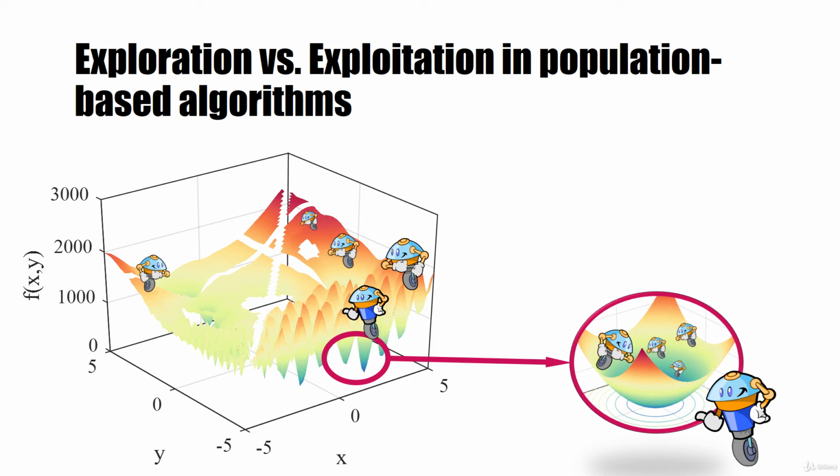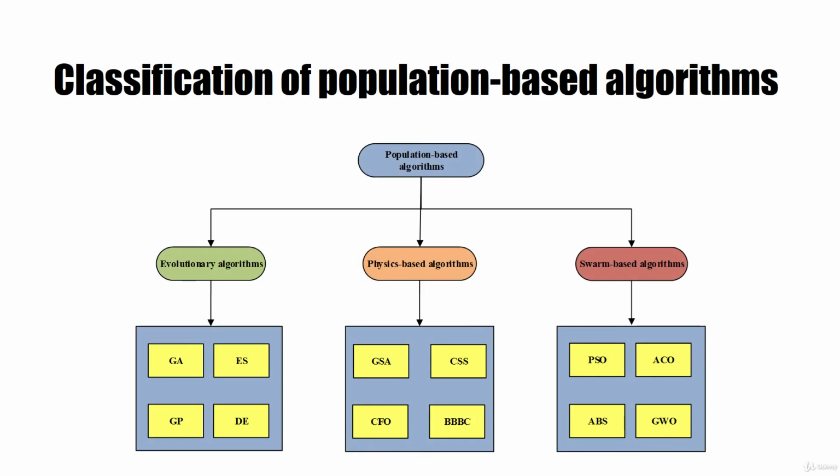Another popular technique is to promote exploration at any stage of optimization if there is no improvement in the best solution obtained so far. Alright, let's talk about different classes of population-based optimization algorithms.